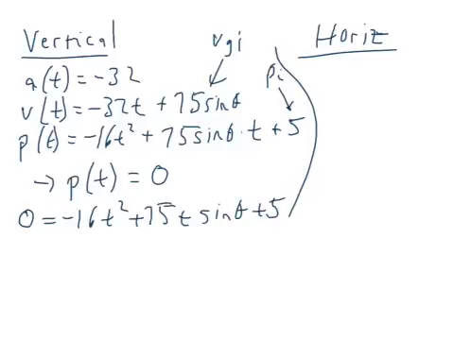Okay, hopefully you can read that. Just to make sure we can tell, with my bad handwriting, that's a plus, that's a plus, that's a t. Okay, well, how do we solve this? We have two unknowns, a t and a theta, so we're stuck. So what else do we know?